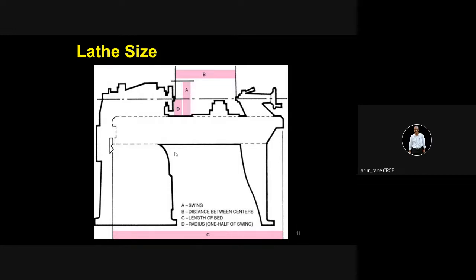So what is the difference between the admit and the length of the bed? Many times people say, I have a 4 feet machine, a 6 feet machine, an 8 feet machine. That gives the overall size of the machine. That is nothing but C, the length of the bed. It gives the overall size.